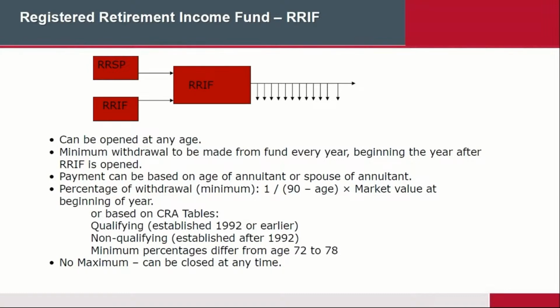So that's it. As I said, there is a minimum that you must take out from your RIF, but there is no maximum. Therefore, it can be closed anytime. You can cash it in anytime you want. Unlike a life annuity, where once the payments stop you can't do anything with it, the RIF is very flexible. That's why these are very popular, because you can stop and go, take out the minimum, take out the maximum, whatever you want. You can take the entire thing and cash it out anytime.